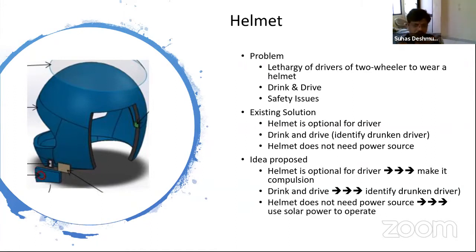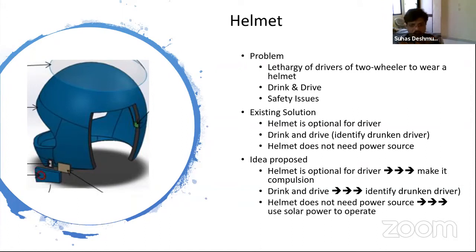So then there will be some safety system in the helmet itself. If you are going to drive, then the vehicle will start. So that way we can plan it. That was one way we can plan. Another one, whether we are able to identify the drunken driver. If you could identify, do avoid him from driving the vehicle. So that also we can do.